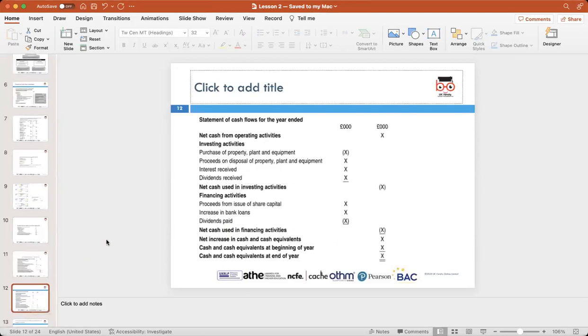A statement of cash flow for the year ended: net cash from operating activities; investing activities: purchase of property, plant, and equipment, proceeds on disposal of property, plant, and equipment, interest received, dividend received, net cash used in investing activities; financing activities: proceeds from issue of share capital, increase in bank loans, dividend paid, net cash used in financing activities; net increase in cash and cash equivalents, cash and cash equivalents at beginning of year, cash and cash equivalents at the end of year.